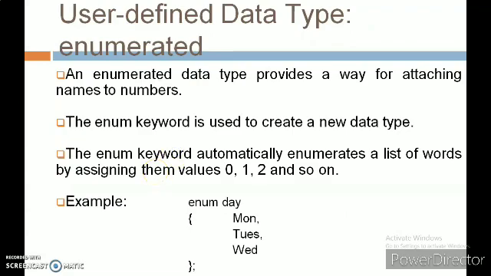The next user-defined data type is the enumerated data type. What does it provide? It is providing a way for attaching names to the numbers. That means the enum keyword is used to create a new data type, and it automatically enumerates a list of words by assigning them values 0, 1, 2 and so on. So this is the example. enum day {Monday, Tuesday, Wednesday}. Here Monday will be assigned value 0, Tuesday will be assigned value 1 and Wednesday will be assigned value 2.